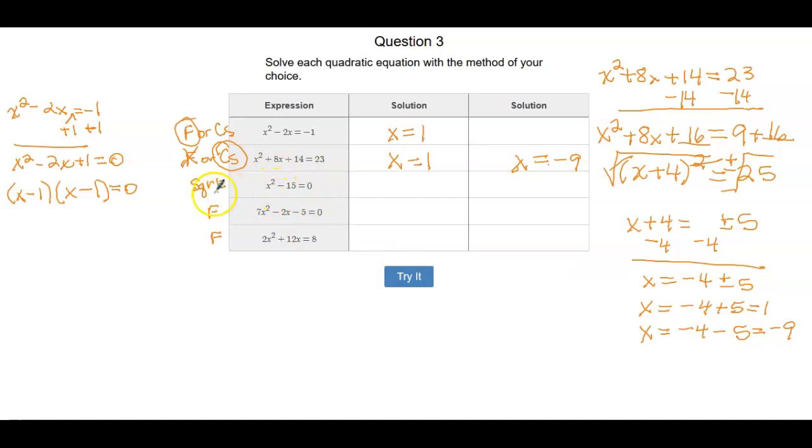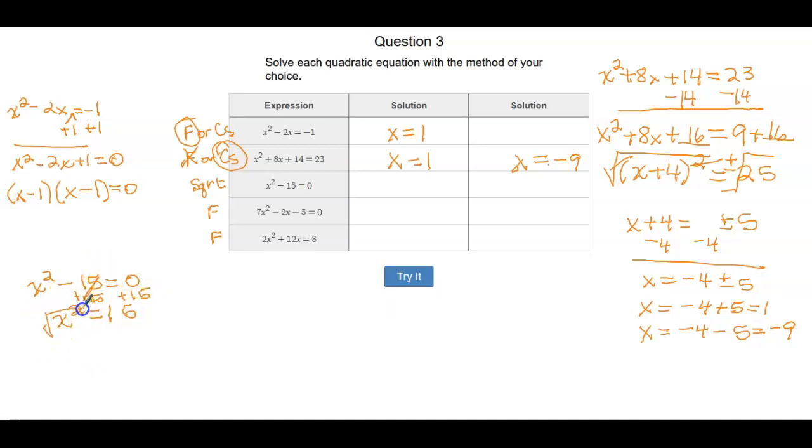For this one right here, we're going to use square roots. So if you only have the quadratic term, what you can do is set these two on opposite sides of each other. So x squared is equal to 15. Remember, we're adding 15 to both sides. So these two eliminate each other. 0 plus 15 is 15.